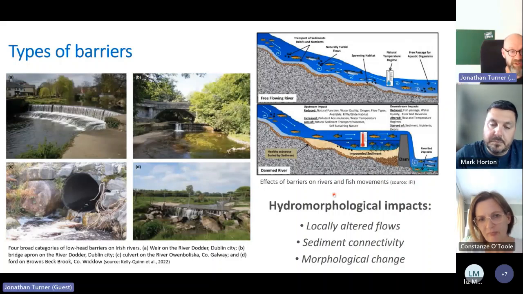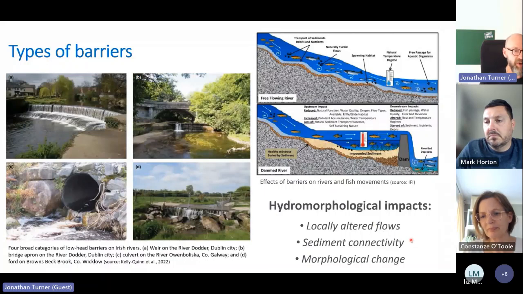And then they can also alter the sediment connectivity. Rivers are conveyor belts of water, but also of sediment, so it can impact the sediment connectivity. But you put a question mark here because that's something that hasn't really been significantly studied, certainly not up until about the last 5 or 6 years.